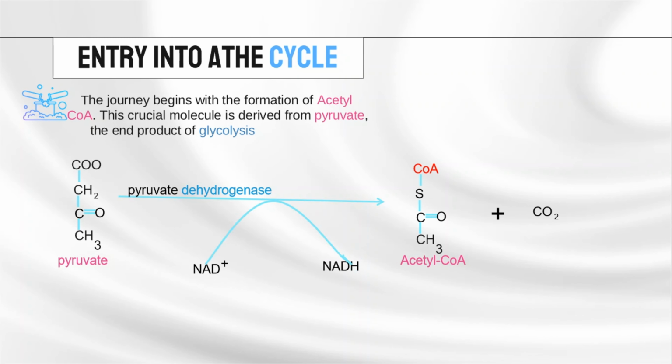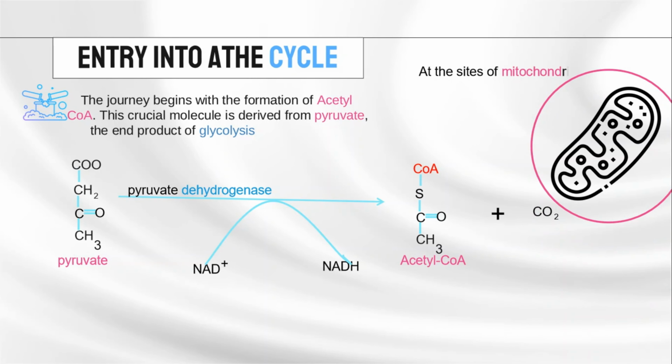in the process. The end product, acetyl-CoA, is a versatile molecule that not only fuels the citric acid cycle but also plays a pivotal role in fatty acid synthesis and other metabolic pathways. The mitochondria, often referred to as the powerhouses of the cell, are the site of action where acetyl-CoA works its magic. Stay tuned as we dive deeper into each step of this remarkable cycle and uncover the secrets of how our cells generate energy. This is where the magic of metabolism happens.